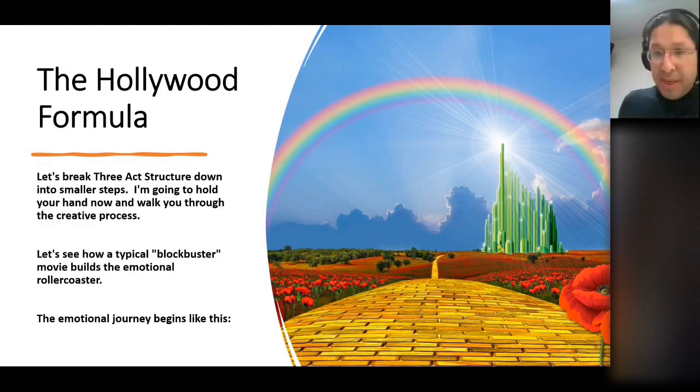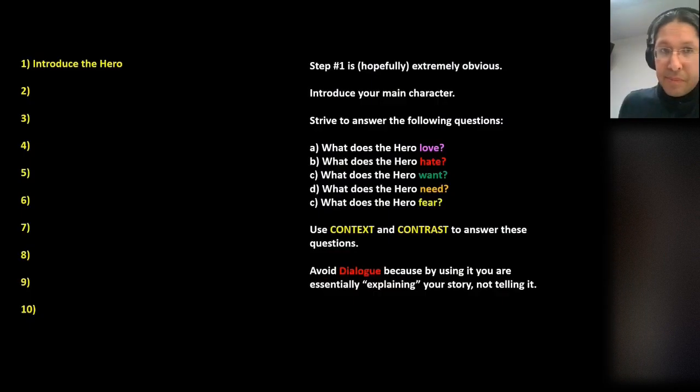The emotional journey begins like this. Step 1 is hopefully extremely obvious. You always start with your main character. Strive to introduce your main character in your story. Strive to answer the following questions. What does the hero love? What do they hate? What do they want? What do they need? And what do they fear? Use context and contrast to answer these questions. Avoid dialogue, because by using it, you are essentially explaining your story, not telling it.